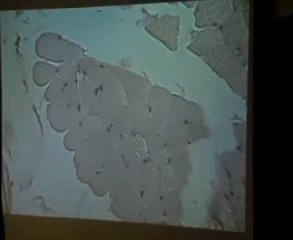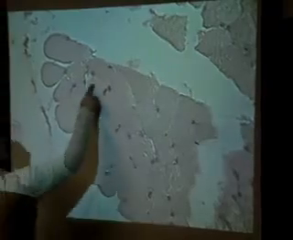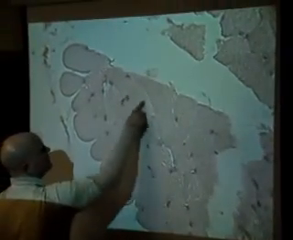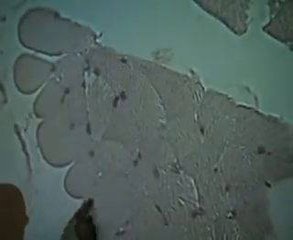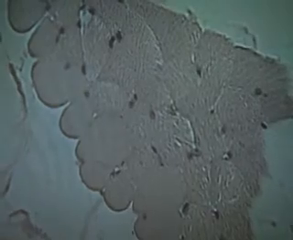Now if we blow this up to high power now you can see individual muscle cells. So here's a muscle cell, that's a muscle cell, that's a muscle cell. And they're easier to see here on the edges. So each one of those circular structures is a muscle cell or a muscle fiber.